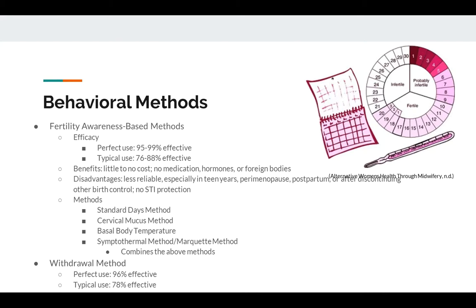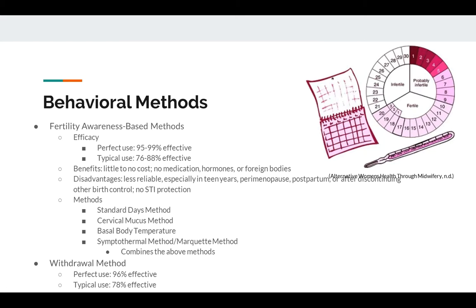So we talked a little bit about behavioral methods already when we were talking about fertility awareness. The fertility awareness-based methods or fertility monitoring-based methods actually have really good efficacy if they are used perfectly. So their efficacy rate is 95 to 99 percent, but their typical use pattern is much lower. They're free for the most part. You may have to buy a thermometer or something, but there are no medications, hormones, or foreign bodies.